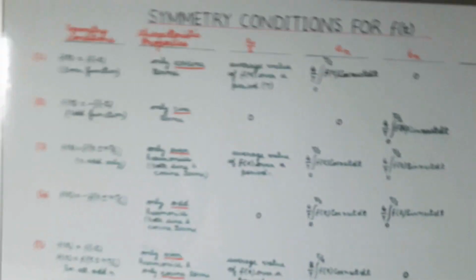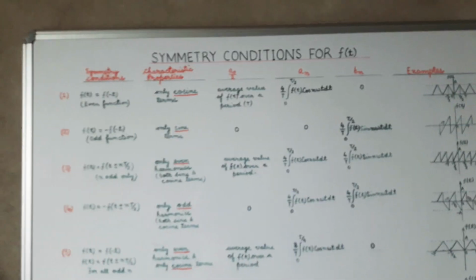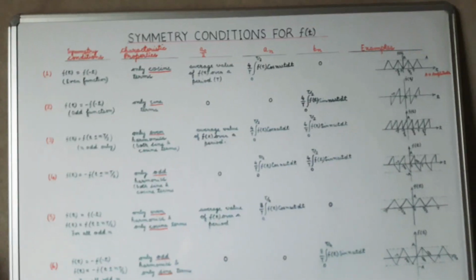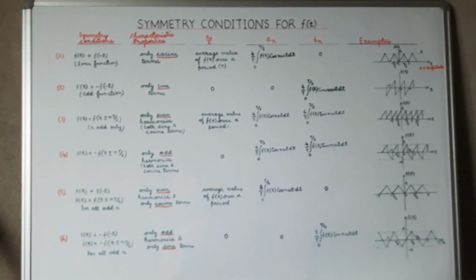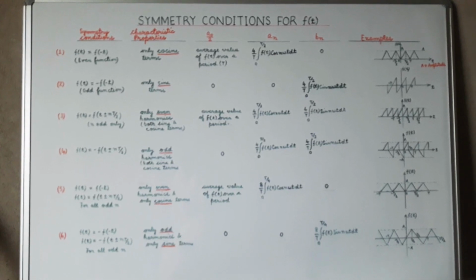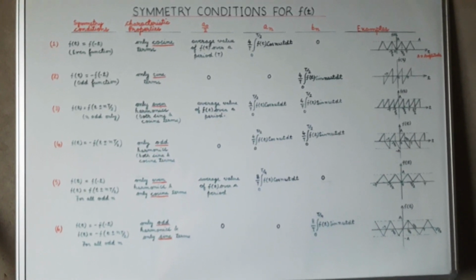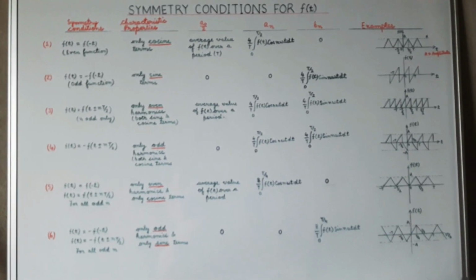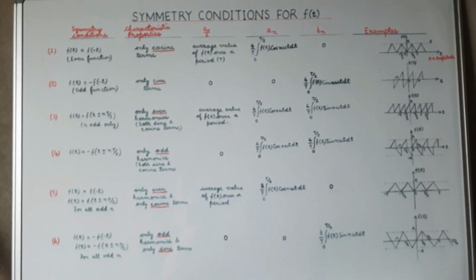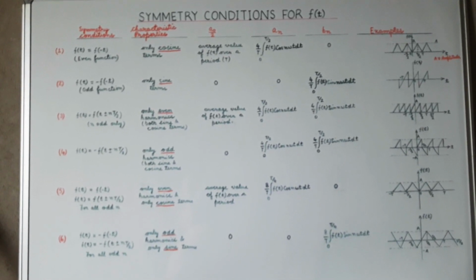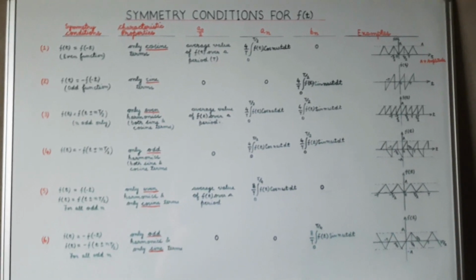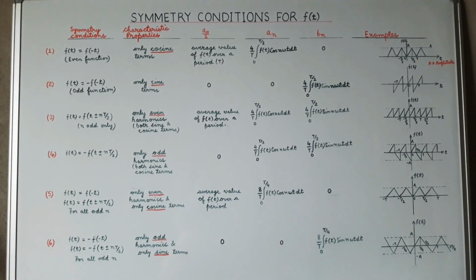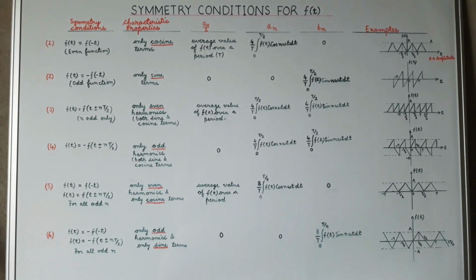So we found that in this way, by seeing the conditions of symmetry, we can just predict which terms will be missing in the Fourier series and which coefficients will be present in the Fourier series of such a type of function. Hope this topic is clear to all of you.